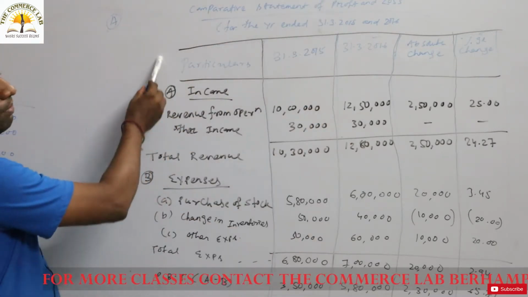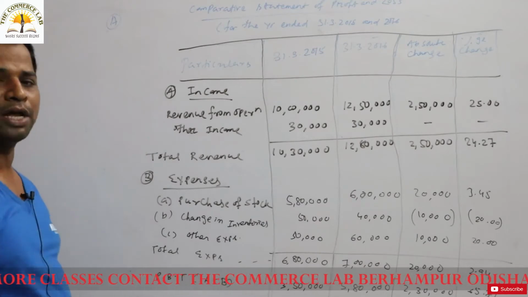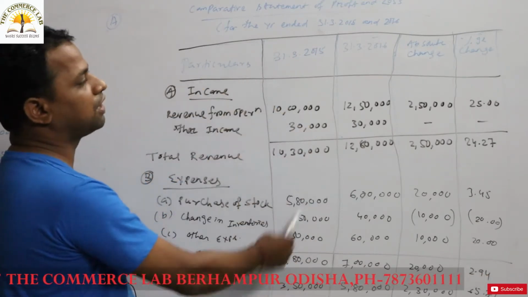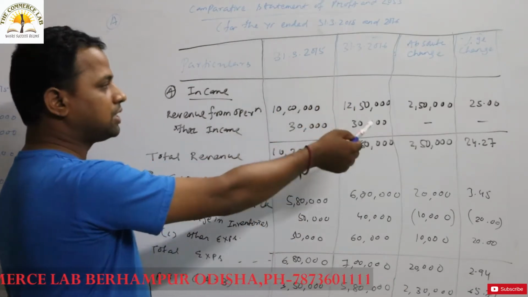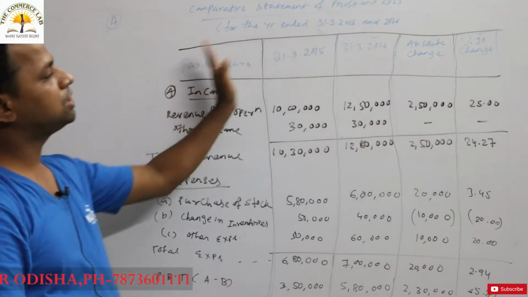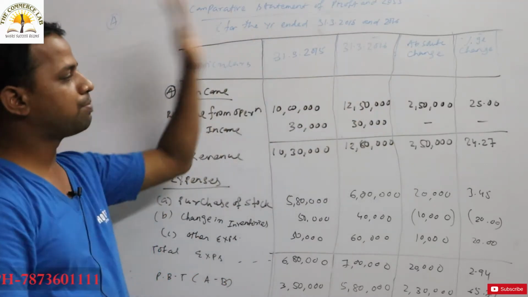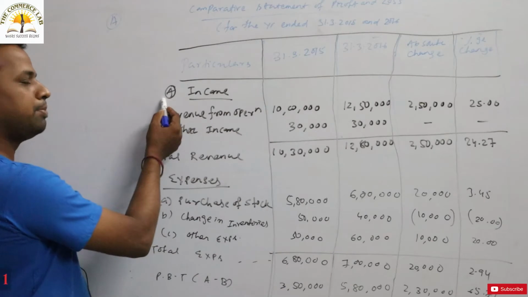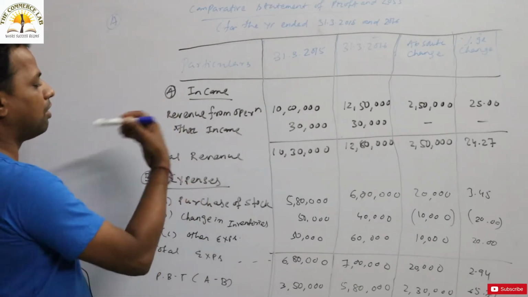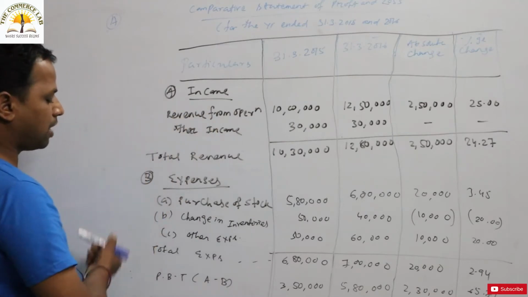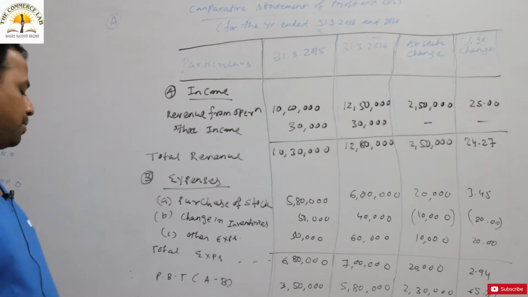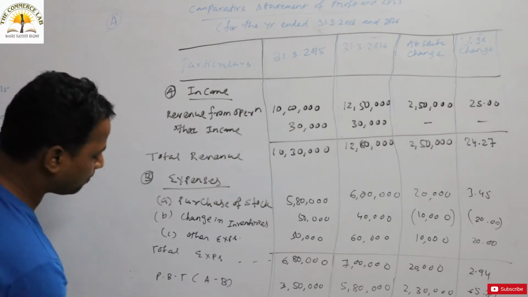The first column will be particulars. Thereafter 31st March 2015, that is the previous year figure. Thereafter the latest year, that is the current year, then absolute change, then percentage change. So around 5 columns will be present. The first one will be income, then expenditure. You have to deduct the expenditure or expenses from the income to get the profit before tax. Thereafter you have to deduct the tax.